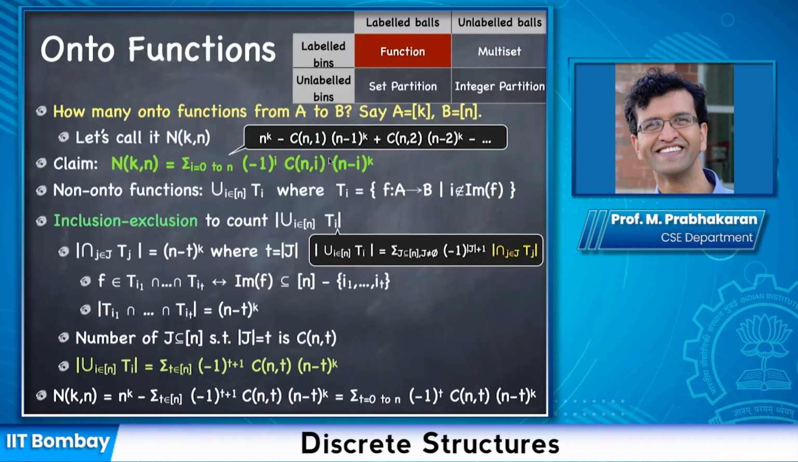So this is the expression we wanted to show. It's not a closed form formula, but it's a pretty explicit expression for nkn that you can use. This is counting the number of onto functions.